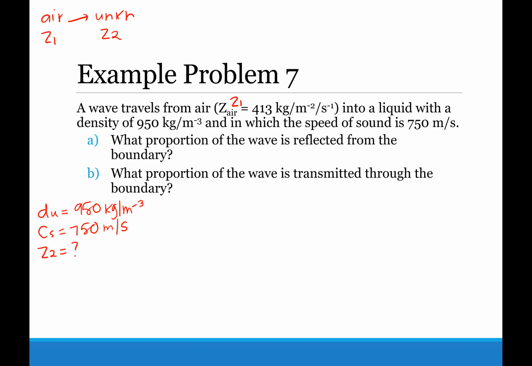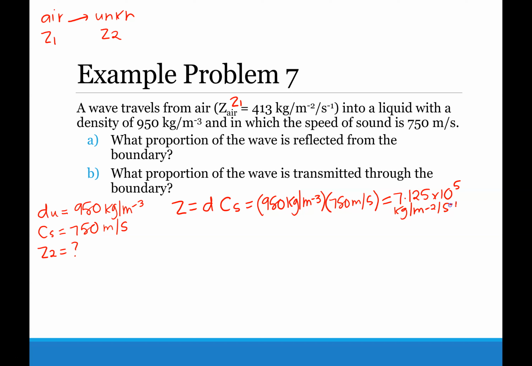So we have to go back and use the formula Z equals D times C of sound that we used earlier in this PowerPoint. So it's a pretty simple calculation here. 950 kilograms meters minus 3 times 750 meters per second. And so our Z2 is going to be 7.125 times 10 to the 5th, and then that long unit, kilograms meters minus 2, seconds minus 1. And so this is going to be our Z2.